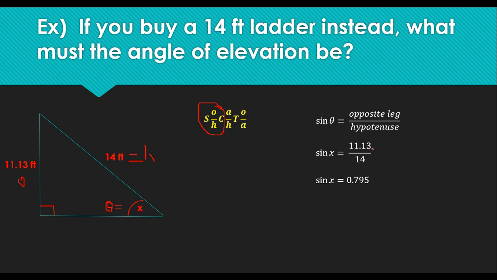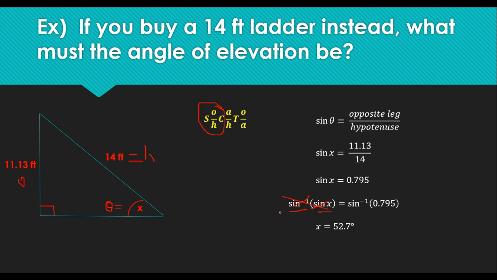First, let's simplify 11.13 over 14 using a calculator, and we get 0.795. And then this is what I mean. We have to use inverse sine next to sine because when things are inverses, they undo each other. So these two cancel each other out. And whatever I do to the left-hand side, I absolutely have to do to the right-hand side. See, they're canceling right there. And we end up with x equals 52.7 degrees.